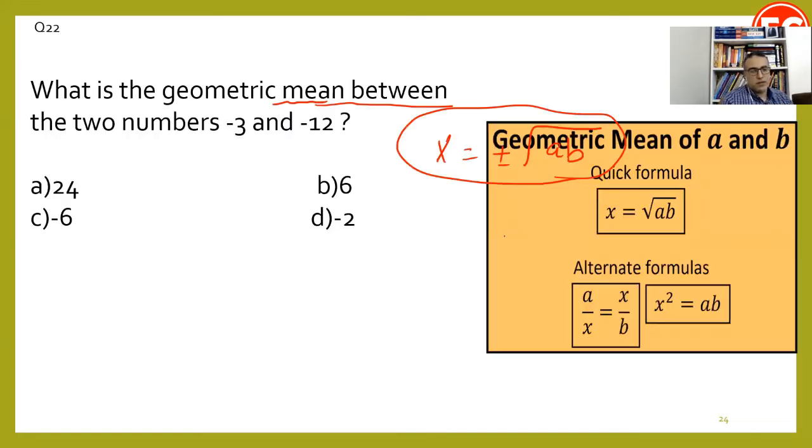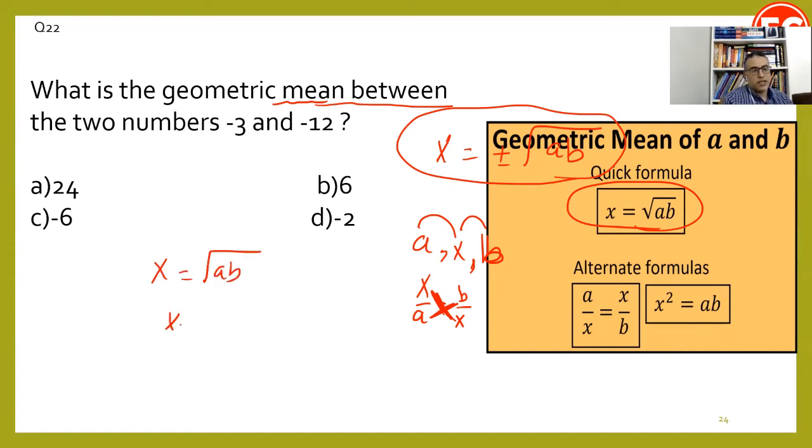If you have three terms, A, X, and B, and these three terms represent a geometric sequence, so X over A is equal to B over X. So X squared is equal to AB. And if it's a positive geometric series, X is equal to the positive root, not the negative root, of the product of A and B. So X is equal to the root of -3 multiplied by -12, which is the root of 36. So X is equal to 6.